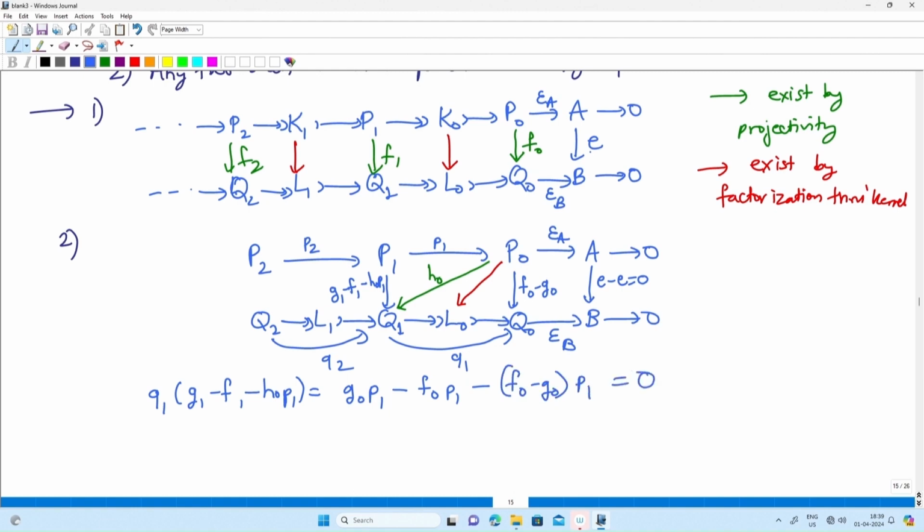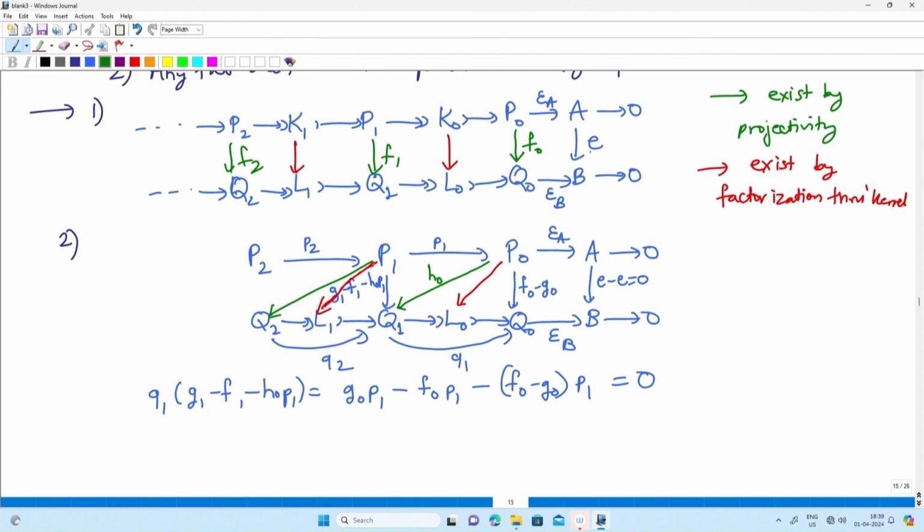So therefore, what happens is that you have reached the original situation. Exactly. So it must factor through the kernel of Q1. Right? So Q1 composed with this is precisely this. So therefore, it must factor through the kernel. So there will exist a map here, and therefore there will exist a map here, and then the process will continue.